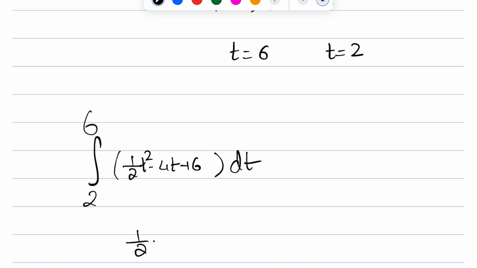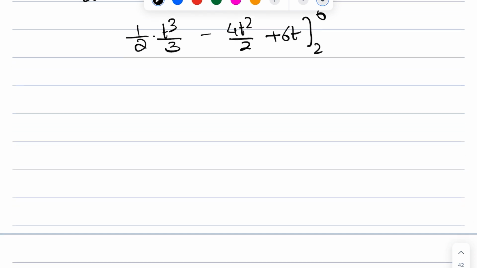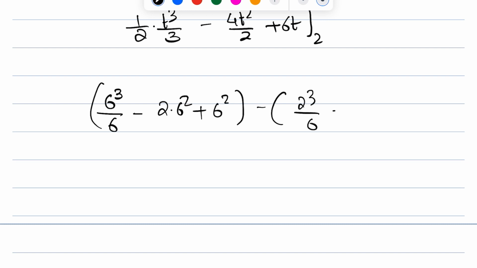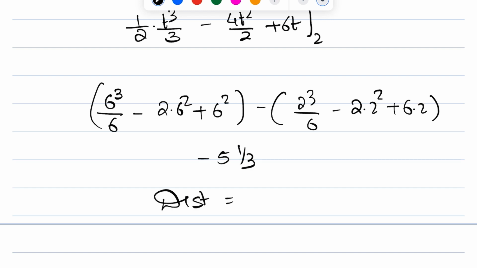So find it out. 1 upon 2 t cubed by 3 minus 4t squared upon 2 plus 6t, from 2 to 6. So it becomes 6 cubed upon 6 minus 2 times 6 squared plus 6 times 6, minus 2 cubed upon 6 minus 2 times 2 squared plus 6 times 2. Simplify that. You will get negative 5 1 upon 3. So the distance is positive 5 1 upon 3 meters. That's going to be the answer.